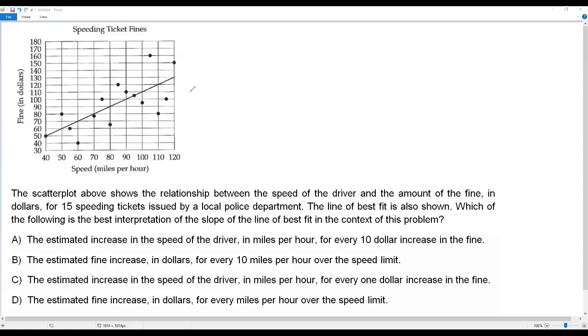Usually when we have a line on an XY plane, we can find the slope with the formula rise over run. That is, slope equals rise over run. The rise gives how the values on the vertical axis change, and the run gives how the values on the horizontal axis change. Here on the vertical axis we have fine in dollars, and on the horizontal axis we have speed in miles per hour. So the slope of the line of best fit gives fine over speed.